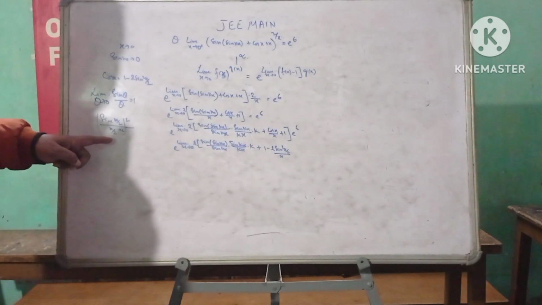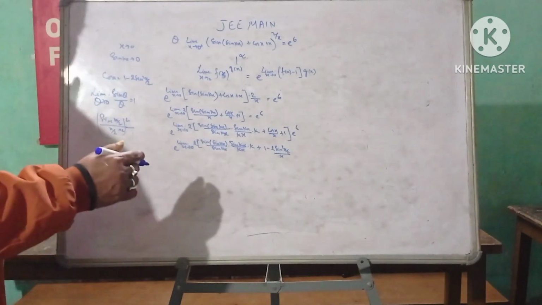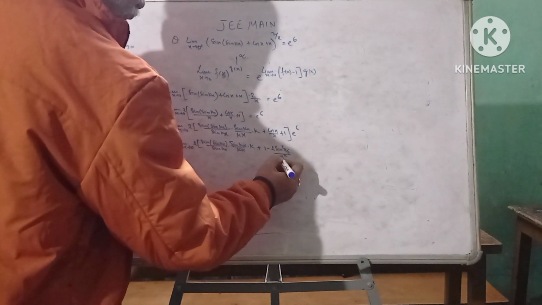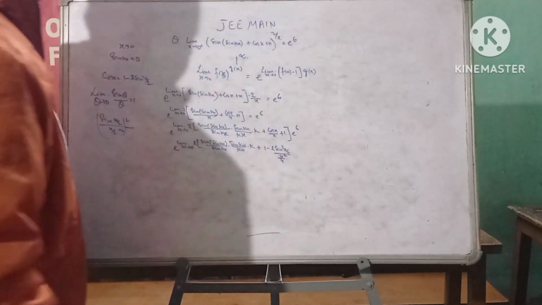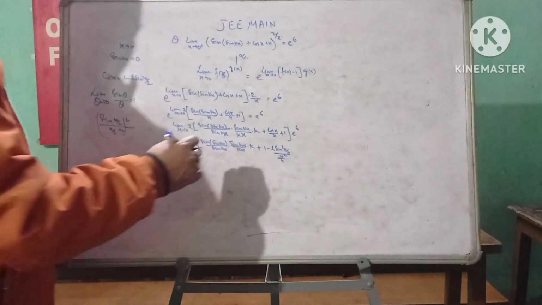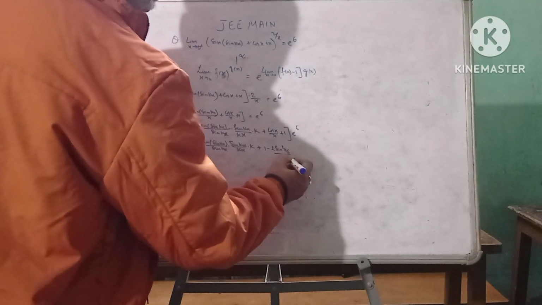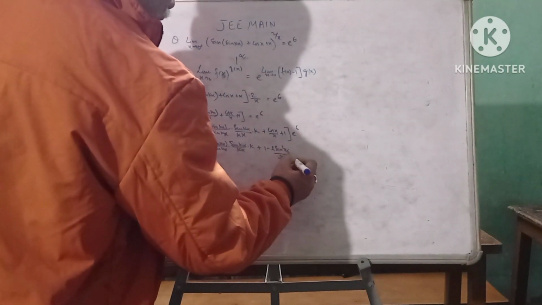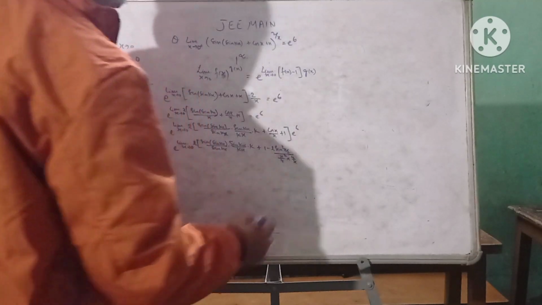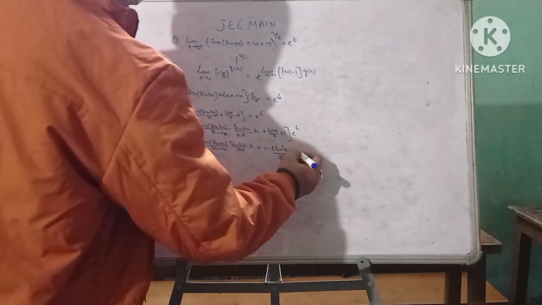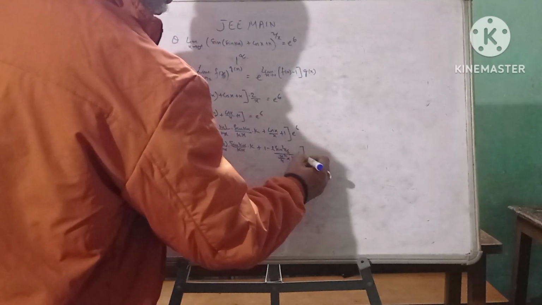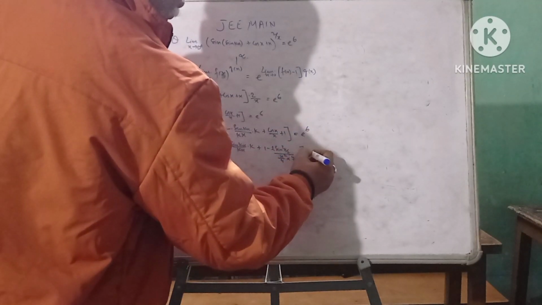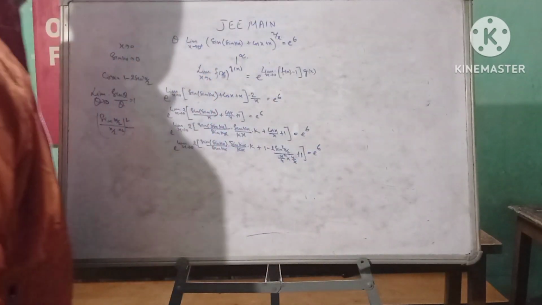Since this is x square by 2, we have to make it x square by 4. Originally there was x present here, so this will be 4 by x, and again plus 1. This will be equal to e to the power of 6.